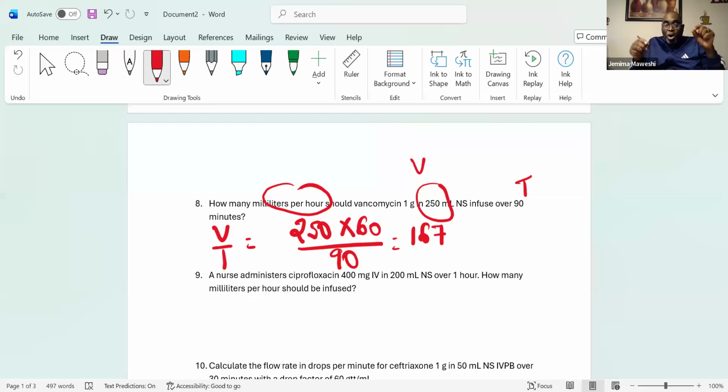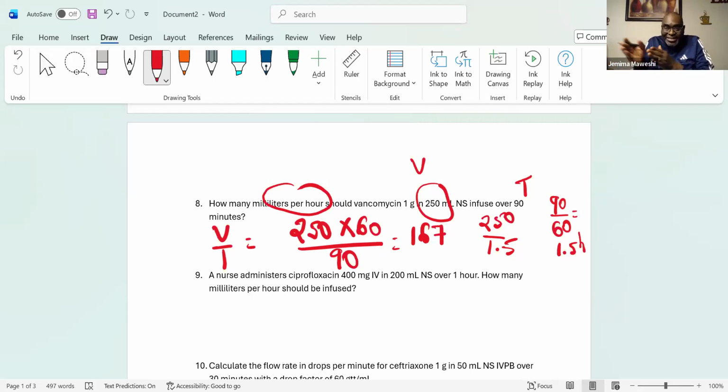This is the setup. But also, if you want, you can take the 90 minutes and divide that by 60. You got 1.5 hour. See? You have 1.5 hour. Now, because your time is in hours, you can come here, do 250, you see that? Divide that by 1.5. 250 divided by 1.5, and you have the same thing, 166.666. When you round that, 167.